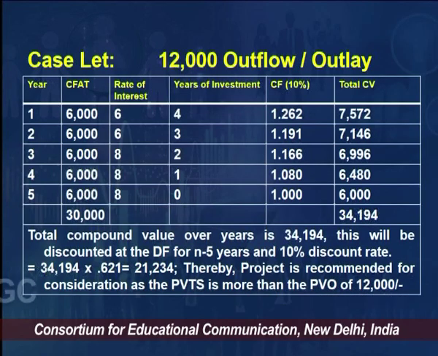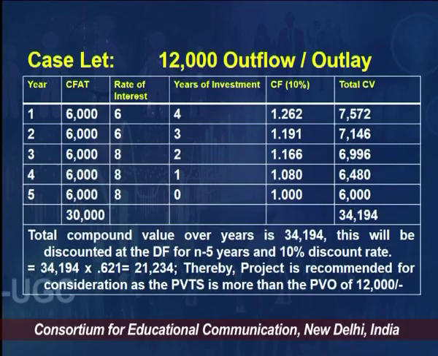This would be the compound value. So, compound value is coming out 7,572 and so on. Compound value is different every year, though the cash flows were the same. Because why? Because the factor we are multiplying is different every year. Okay. So, the total of cash flows which are compounded here is 34,194. You see the difference?